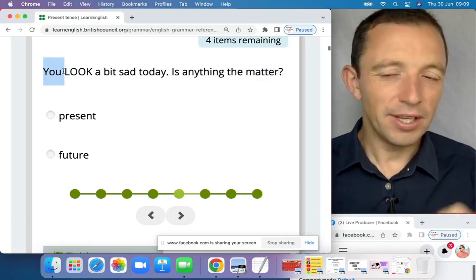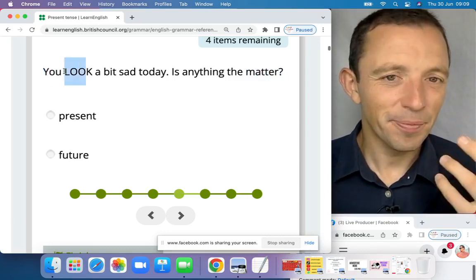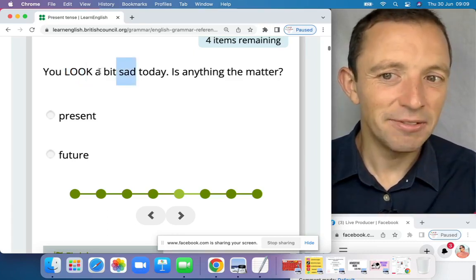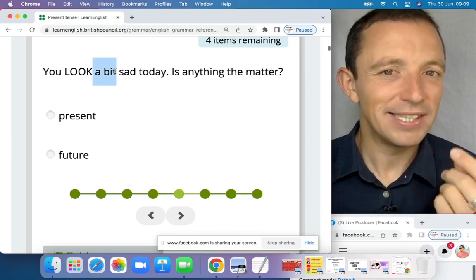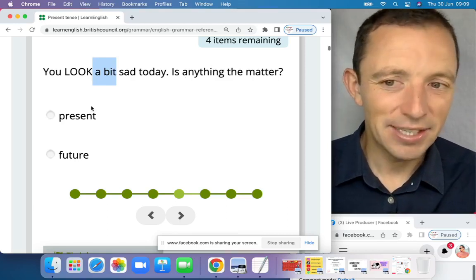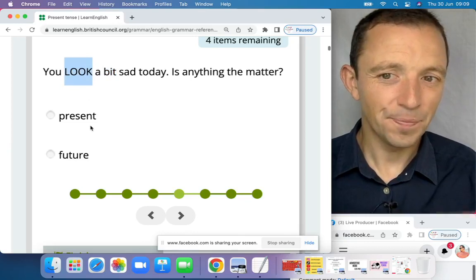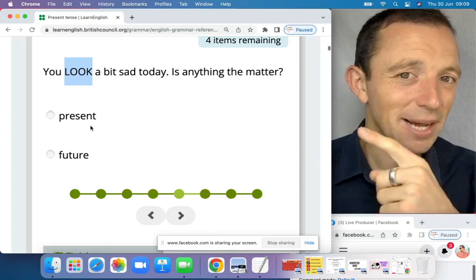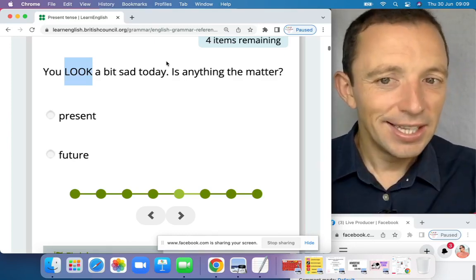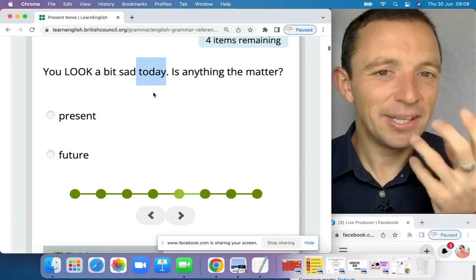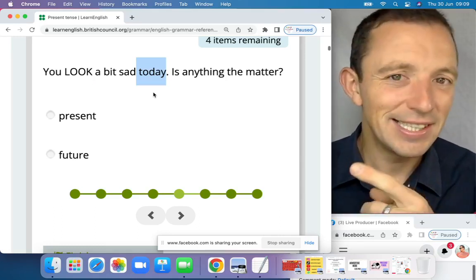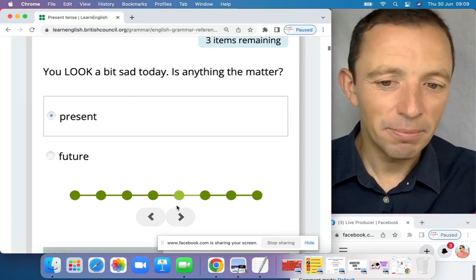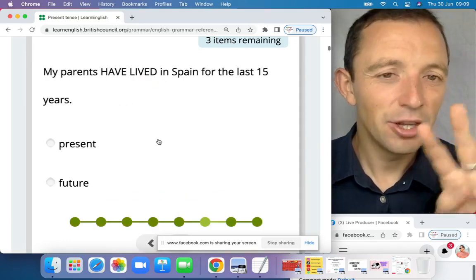Subject, you. The verb to look, you appear. And this is the present simple. Sad, adjective, a bit, just a little. You look a bit sad today. Is anything the matter? So this is the present simple. But are we expressing the present or are we expressing the future in this example? Today is clearly the present. So this sentence is expressing the present, I think, and maybe you have a different opinion, but in my opinion, it's definitely the present tense. Three more.